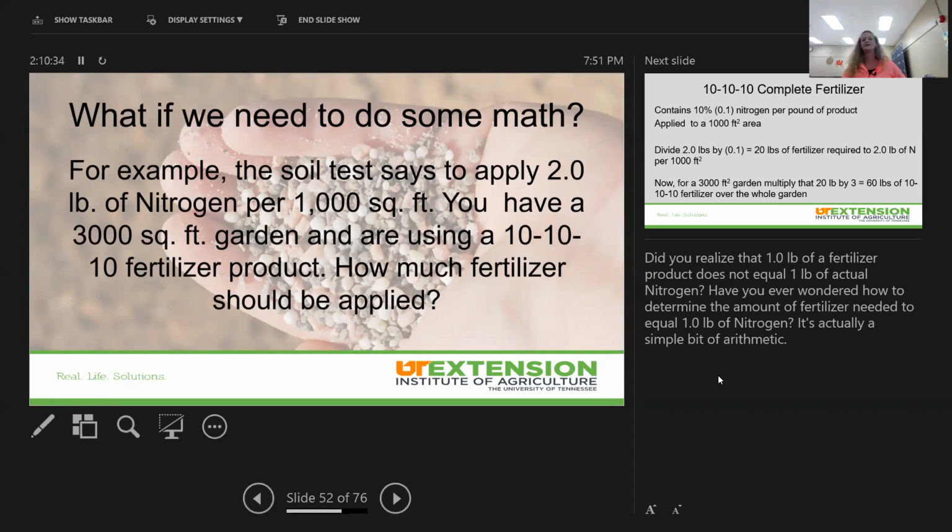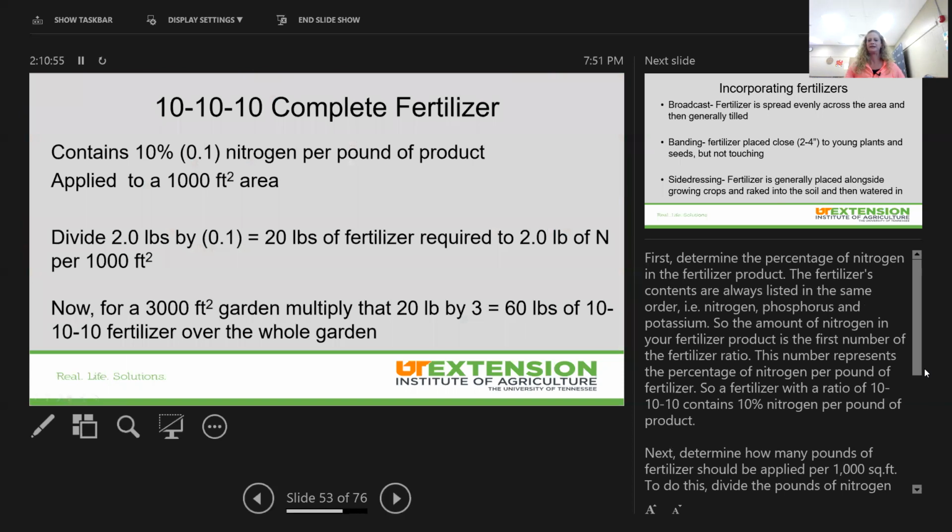So I'm going to read her notes here. Okay, it says one pound of fertilizer product does not equal 1 pound of actual nitrogen, just like what Bob was saying. Have you ever wondered how to determine the amount of fertilizer needed to equal 1 pound of nitrogen? And it's actually just a little bit of arithmetic here. So first, determine the percentage of nitrogen in the fertilizer product. Okay, let's say we're using a 10-10-10. So we've got a 10% or 0.1 nitrogen per pound.